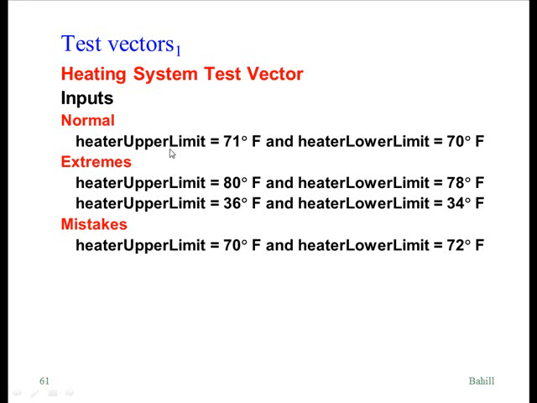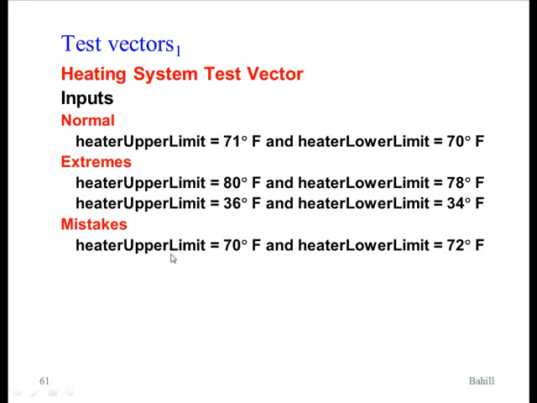So the normal one is they give the heater upper limit and the lower limit according to the specifications. This is an extreme case where they give these limits very high, at high temperature, and then at low temperature. These are extremes. So you can set these and then run your system to see how the system is going to perform when you do your tests.